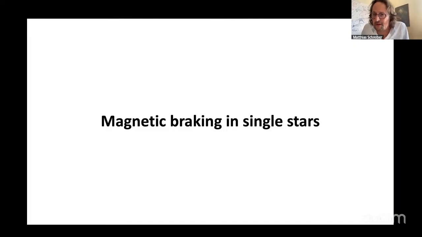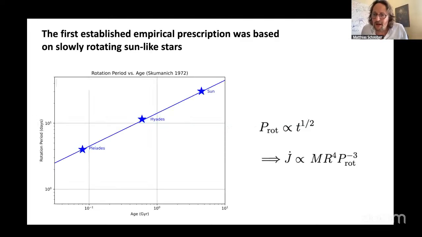So the first empirical relation that has been found for magnetic braking goes back to 1972, a famous paper by Skumanich. Basically, two clusters and the sun, you have three points. You can fit a power law and you get that the rotation period is decreasing over time with the square root of the age of the star.